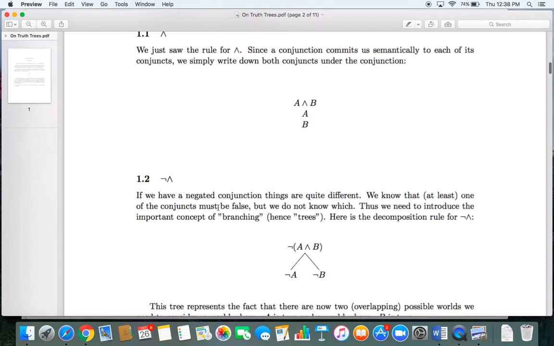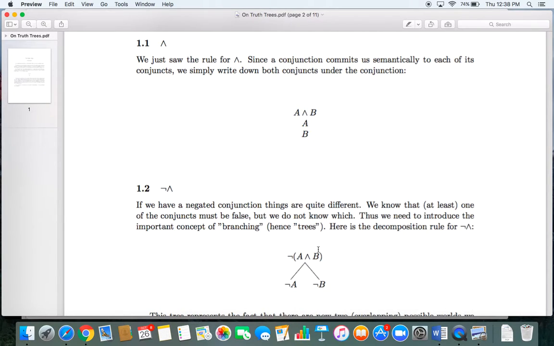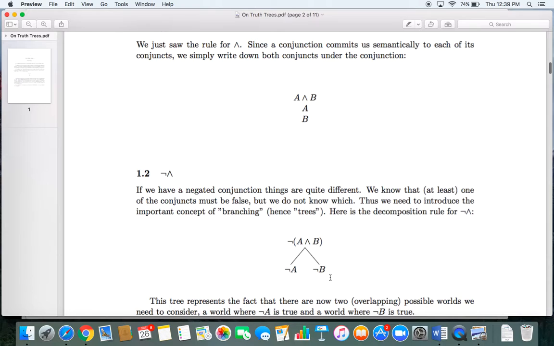Okay, suppose we have the negation of a conjunction, not A and B. Well, in this case, we know that one of these things, A and B, is false, but we don't know which. And this is the case when we need to have a branching rule. So we have not A and not B here, but they're not written all in the same line. They're written in this branching way, and what this is supposed to represent is, well, either not A is true or not B is true. We don't know which. So that's the rule for decomposing a negated conjunction.